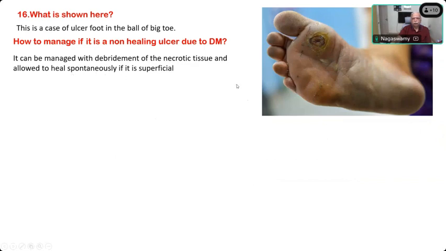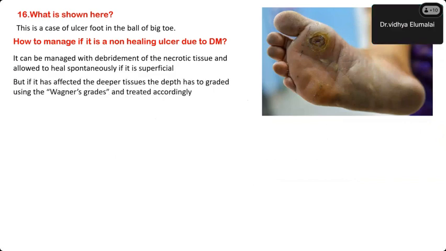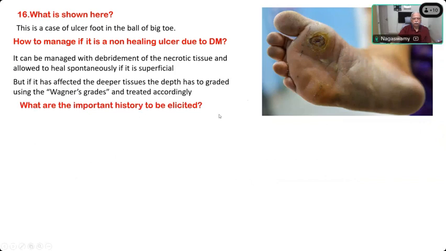Okay? So how do you know whether it is superficial or not? Which grading system will help you? Wagner grades. If deeper tissues are affected, it has to be graded using Wagner grades and treated accordingly. Okay? What is the important history to be elicited?